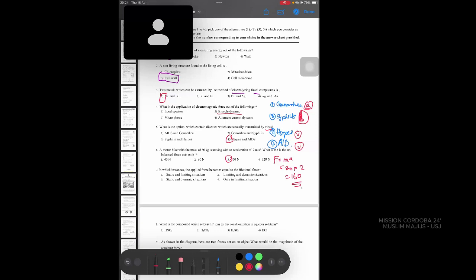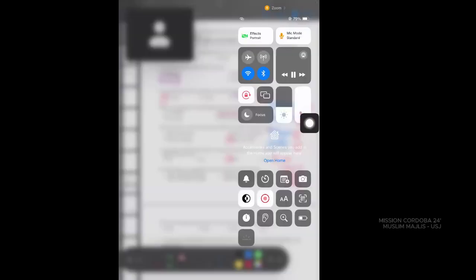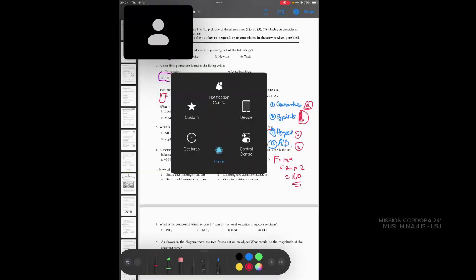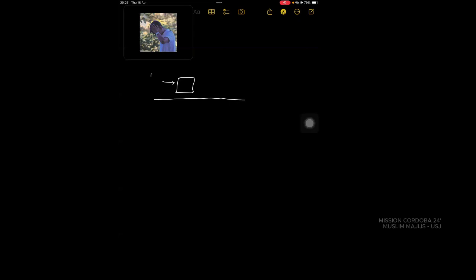Okay. In which instances does the applied force become equal to the frictional force? Right. Now this, I will explain like this. Wait. Can you all see this blackboard? Yes, sir. Okay. Now imagine I have a block. You all should only give me the answers, huh? Right. I'm applying a force of 10 newtons. The block does not move.